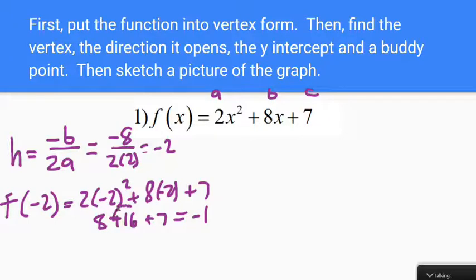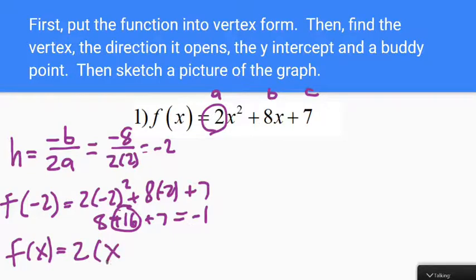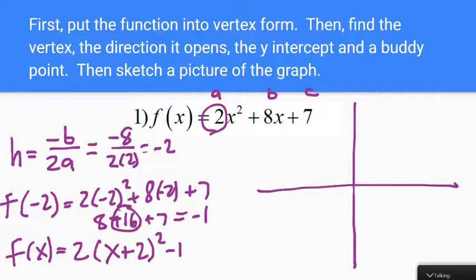Again, this was a negative 16. I messed that up. Now a is 2. So the same a in standard form is the a in vertex form. So our equation in vertex form is going to be 2 times x minus the x-coordinate of the vertex, which was negative 2, so make it a plus 2, squared. And then minus 1. Okay, so now I will sketch a graph.